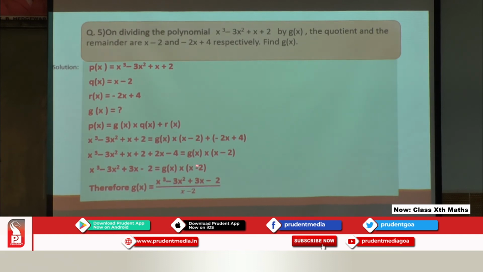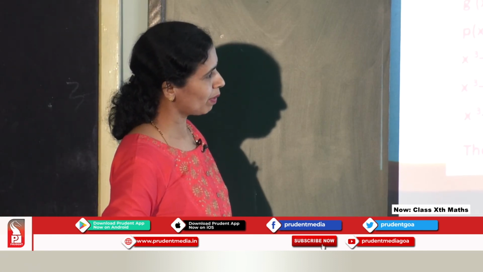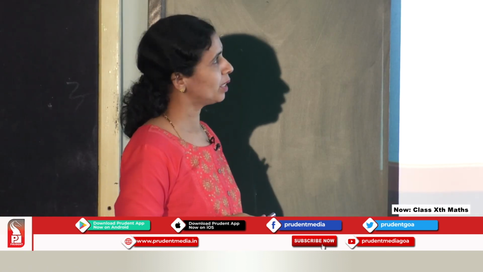Now here the question asked that you should find out g of x, therefore g of x is equal to, we should find out the value of this. So I carried this x minus 2 to the left side, that means x cube minus 3x square plus 3x minus 2 upon x minus 2. The next step, we should divide x cube minus 3x square plus 3x minus 2 by x minus 2. Now let us see how to divide this.